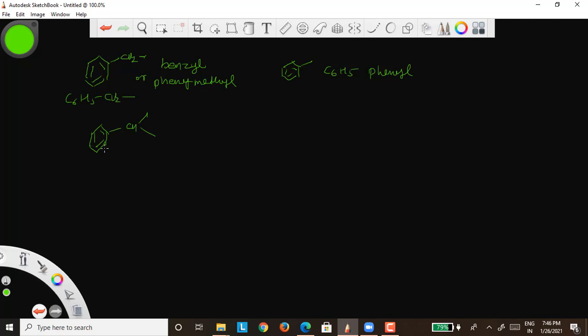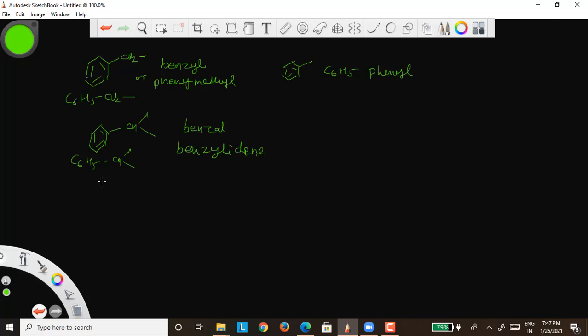So this group is not benzyl group. This group is known as benzylidene group, and this formula will be C6H5CH, and two hyphens because it is connected to two groups. So this particular group is known as benzylidene group. Benzylidene, DENE, benzylidene group. Okay.